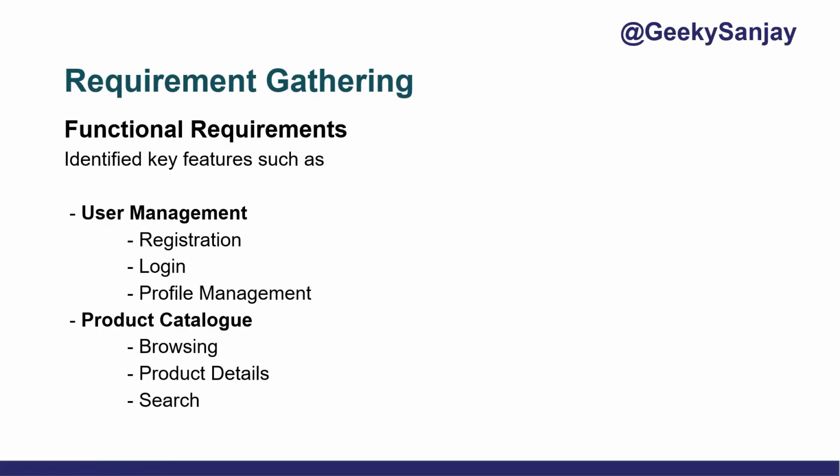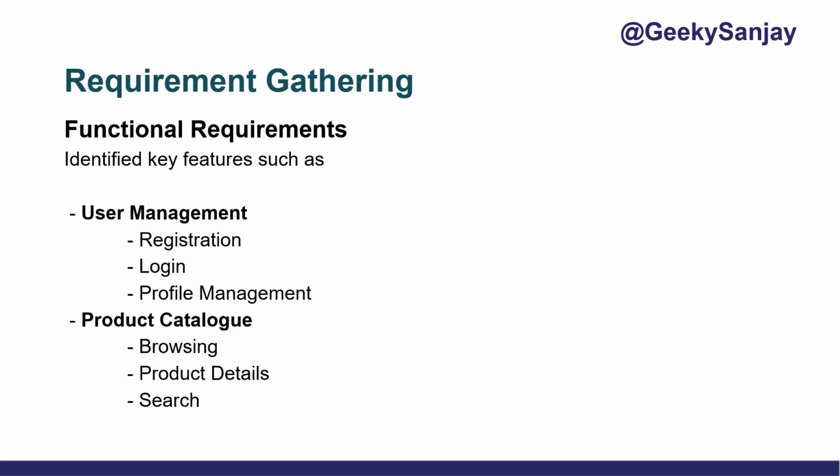So first thing is requirement gathering. As we learn in the LLD, whenever we are gathering the requirements, first we have to see the functional requirement. Functional requirement is nothing but identifying the key features of what you are creating or what you have to develop. As we can see here, we are creating an e-commerce website and the most important part of it is user management. So we will create a user management directory. Inside the user management, we will see registration, login and profile management.